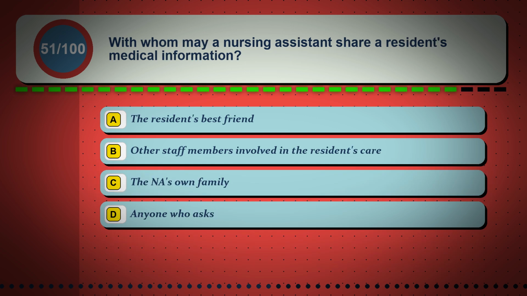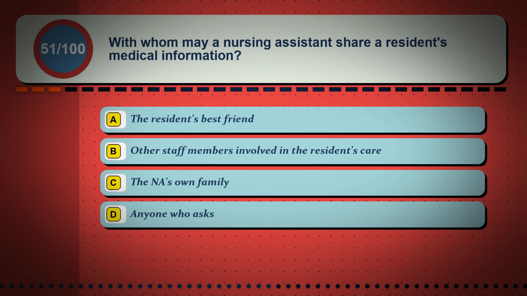With whom may a nursing assistant share a resident's medical information? Option A. The resident's best friend. Option B. Other staff members involved in the resident's care. Option C. The NA's own family. Option D. Anyone who asks.